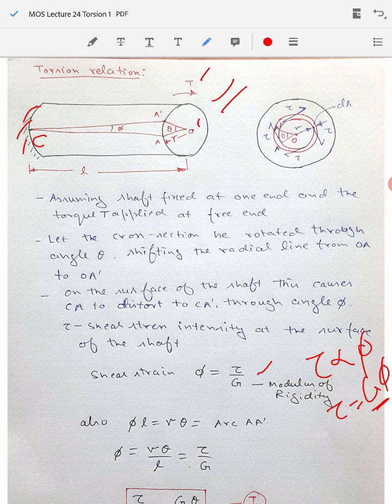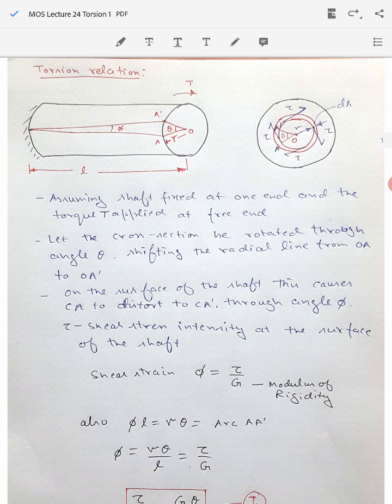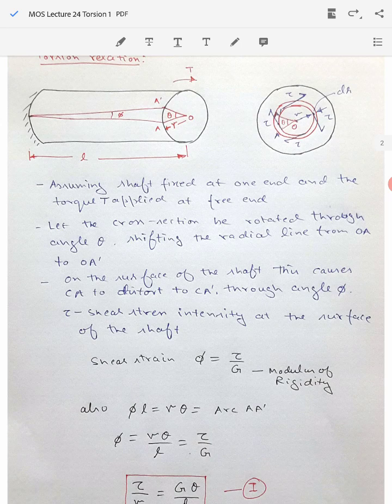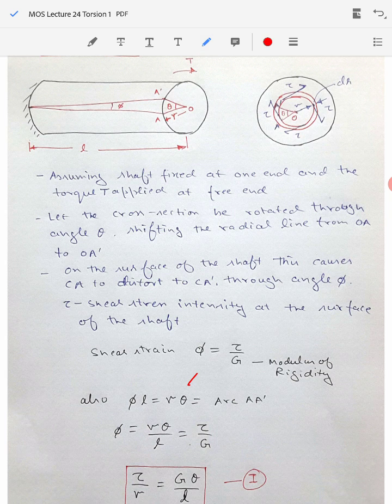You must have remembered the G is here, the modulus of rigidity, so you can write that phi is equal to tau by G, where phi is the shear strain, tau is the shear stress, and G is the modulus of rigidity. Now from this figure also, we know that arc AA dash can be written as R times theta, and at the same time it can be written as L times phi. So phi times L will be equal to R times theta, which is equal to arc AA dash. We will use this relation to find the value of phi in terms of theta and L as R theta by L. Now this is equal to tau by G from this equation.